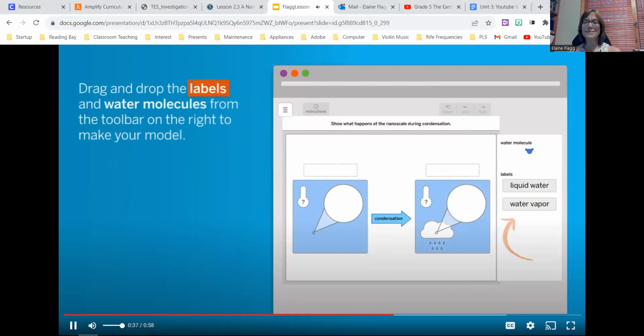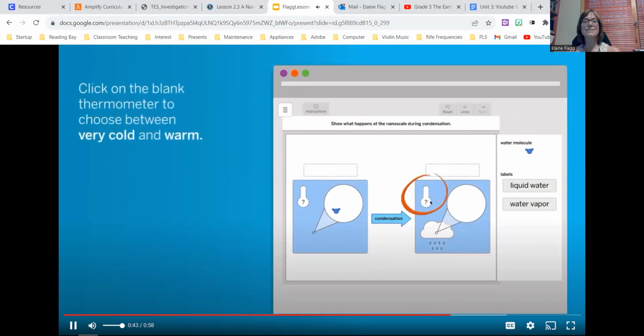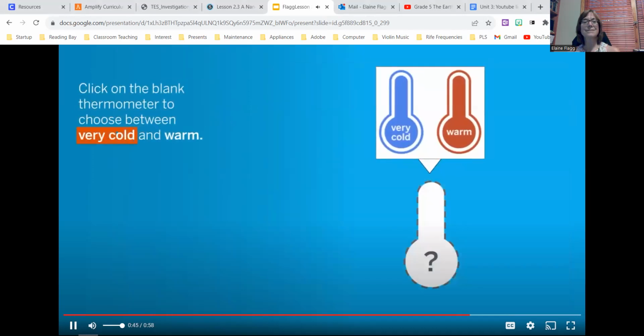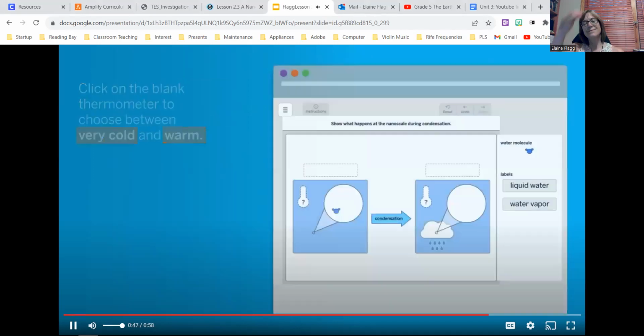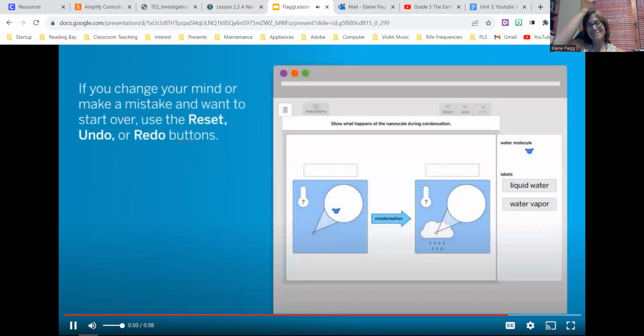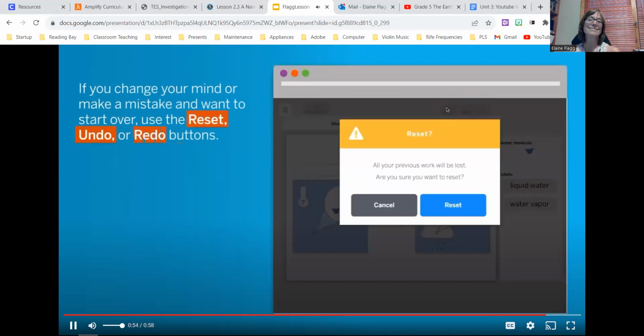Drag and drop the labels and water molecules from the toolbar on the right to make your model. Click on the blank thermometer to choose between very cold and warm. If you change your mind or make a mistake and want to start over, use the Reset, Undo, or Redo buttons.